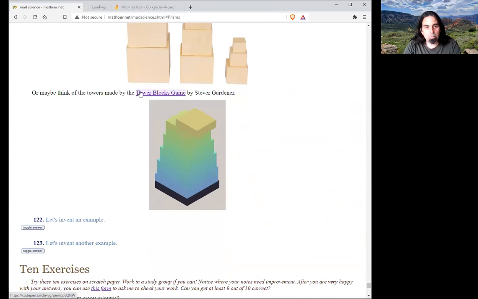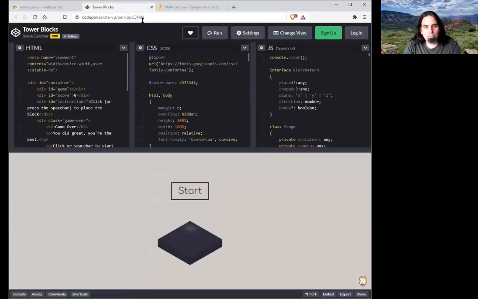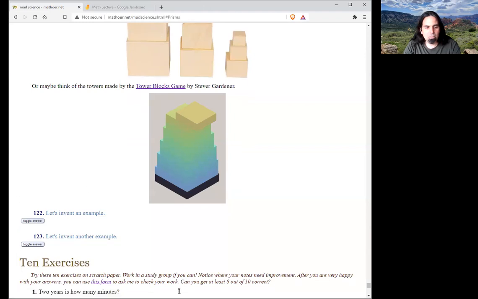There's a fun little game if you want where you're trying to make something like that. So.